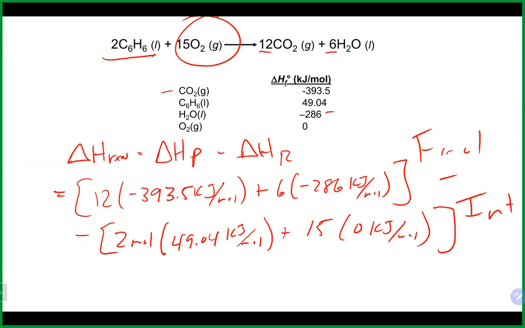So this represents really our final state minus our initial state in this particular case when we look at a reaction. And if we do that, we will end up with 12 times minus 393.5 plus 6 times minus 286. We will then subtract from that basically 2 times 4904. And maybe put the numbers in right would be good. Try that again. There we go.